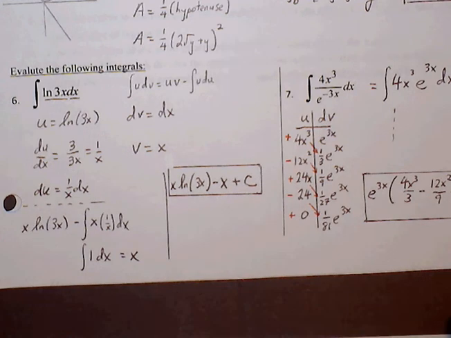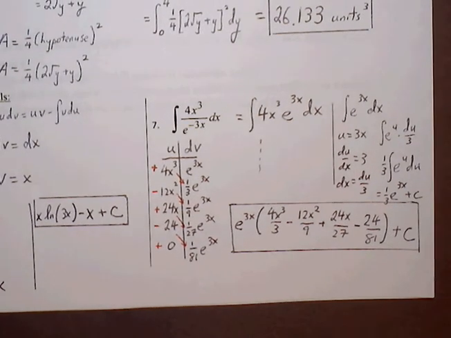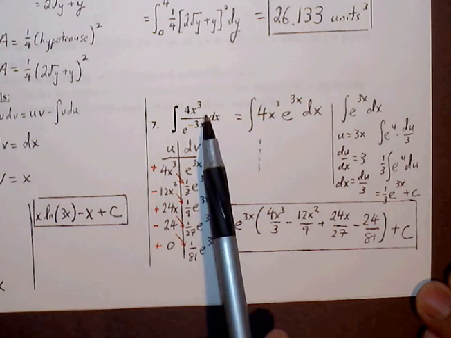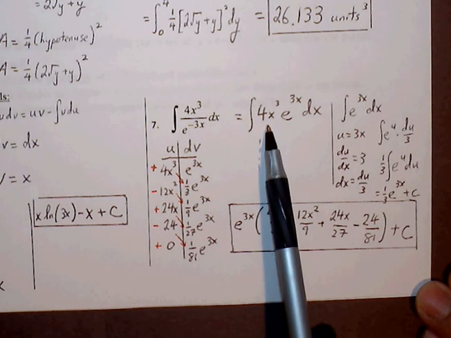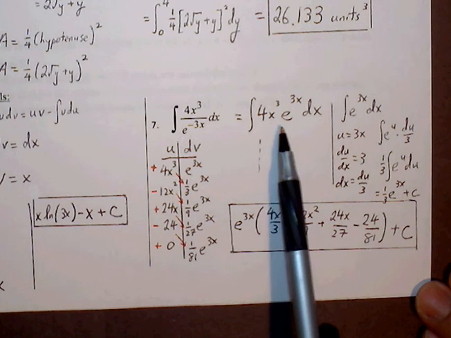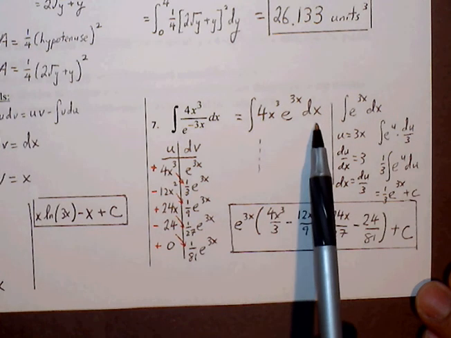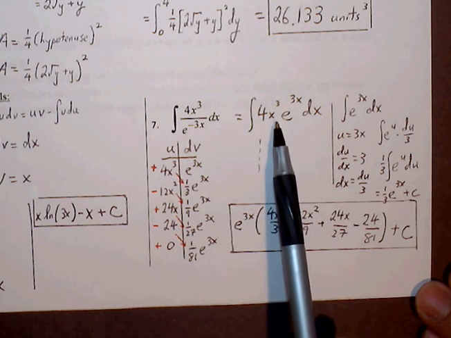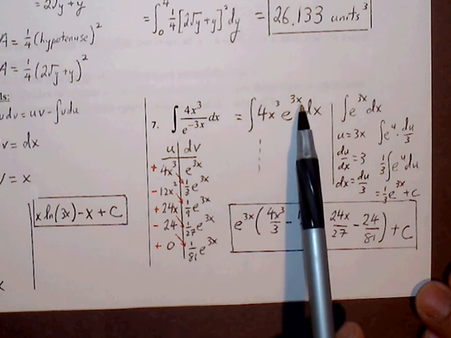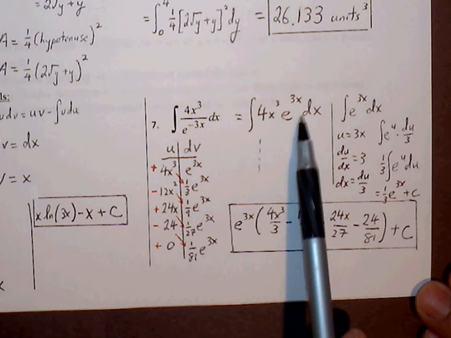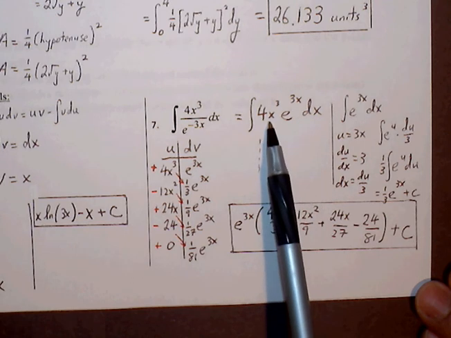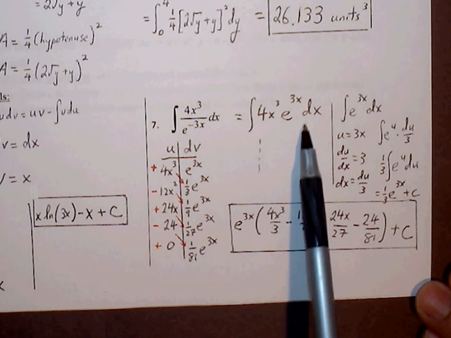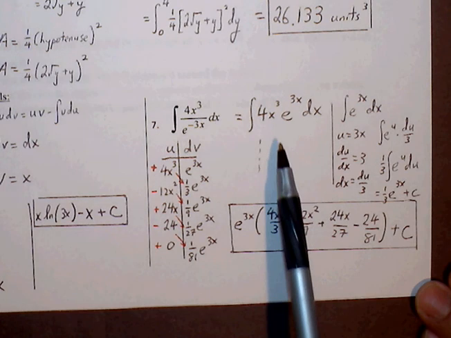Okay, number 7. I want to bring the e to the negative 3x up to the top to make it a little bit easier to deal with. So now we have 4x cubed times e to the 3x dx. If you try to go through u substitution, whether we let the u value be 3x, it won't cancel out the x cubed. And if we let the u value be x cubed, then we're not going to be able to cancel out that 3x, and we'll have too many x's left over.